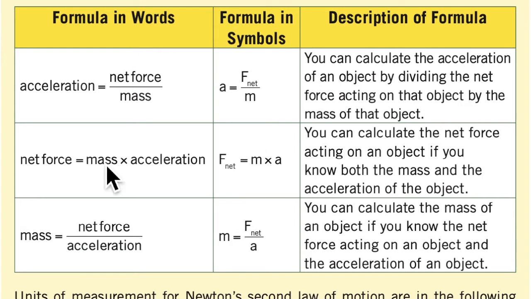Formula in words: mass equals net force over acceleration. Formula in symbols: m equals F net divided by a. Description of formula: you can calculate the mass of an object if you know the net force acting on the object and the acceleration of the object.